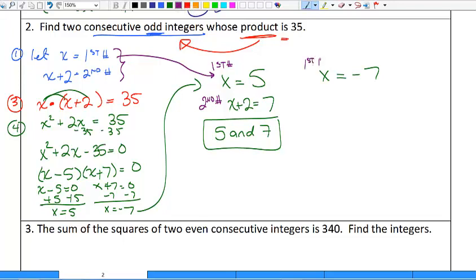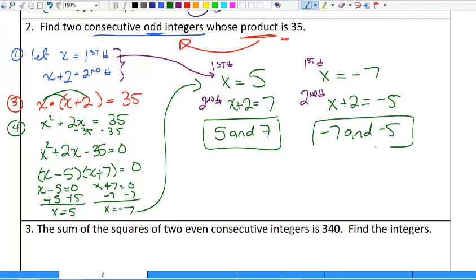Well, what if my first number was negative 7? What is the next consecutive odd after negative 7? Well, to get that, you take negative 7 plus 2 and get negative 5. So negative 7 and negative 5 also seem to be a good pair of answers. To be sure, let's check our answers.